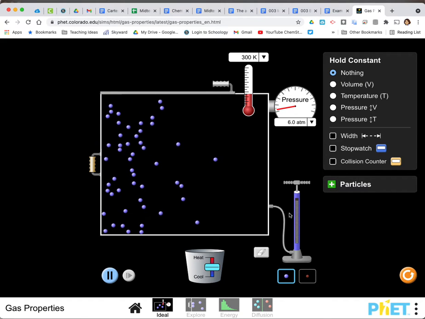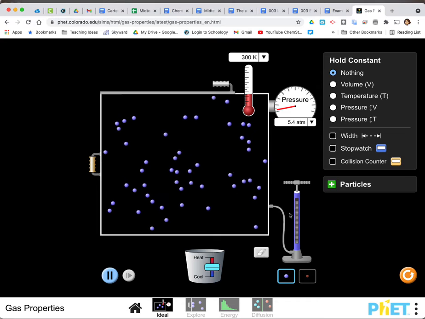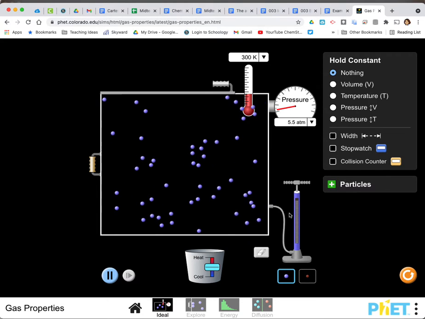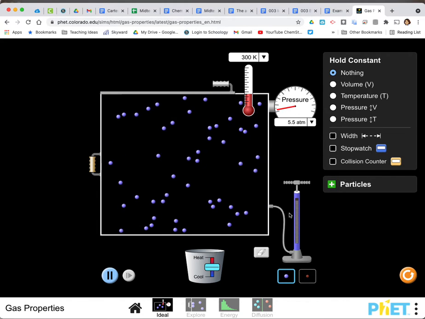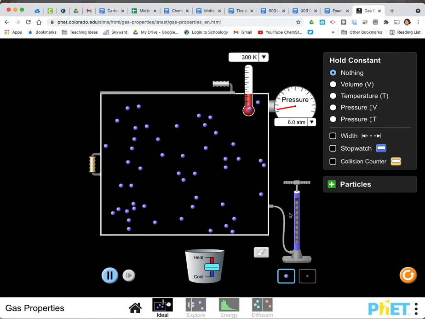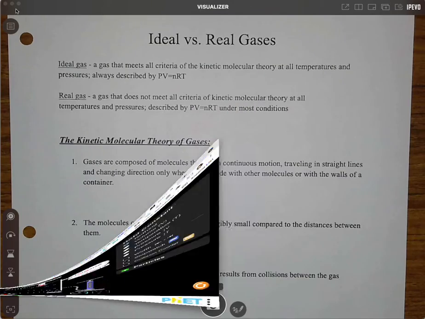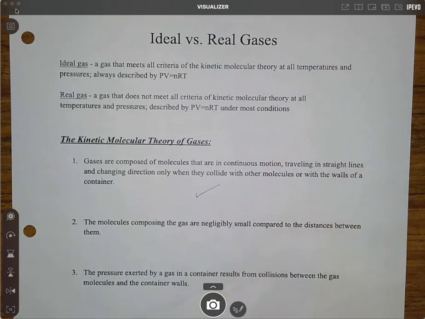The kinetic molecular theory says that gases are composed of molecules that are in continuous motion, traveling in straight lines and changing directions only when they collide with others or the walls of the container. Okay. That seems like something that would be true no matter what was going on. So I think we can put a check here. Always true. The gases aren't going to start to travel in a squiggly motion for no particular reason at all.